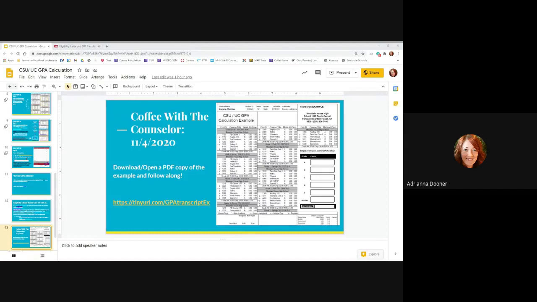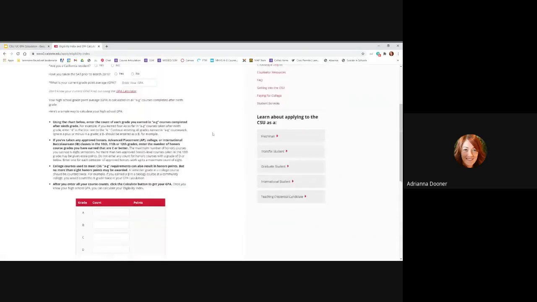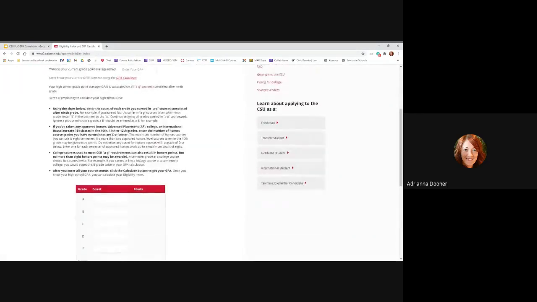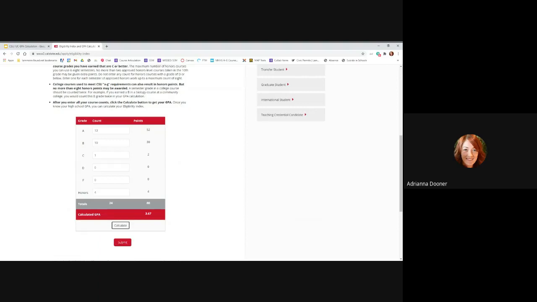And then if we put all that information into our calculator, this website is also linked on the presentation. You can plug it in and find out. So we had 13 A's, 10 B's, 1 C, 0 D's and F's, and we had 4 honors points. So that'll get us a 3.67.